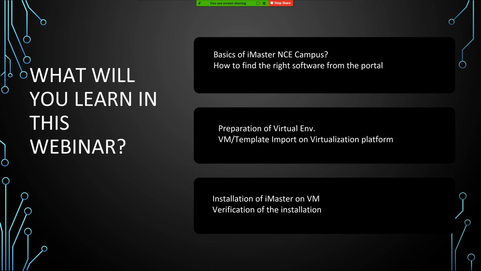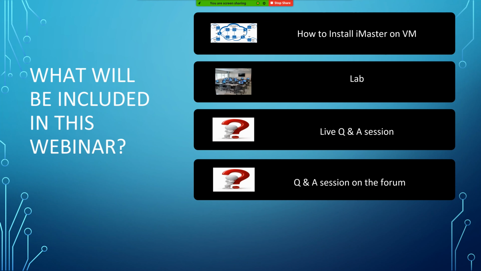Then we'll see how we can import the VM into the virtualization platform, and then we will install the iMaster on that VM. After installation, we will verify the installation, and then we will log in and check whether all the services are running or not.